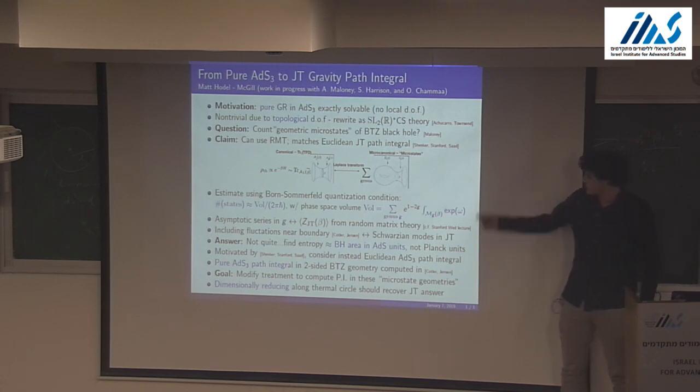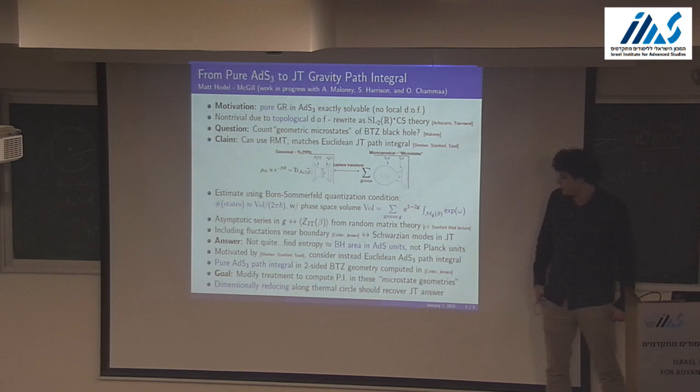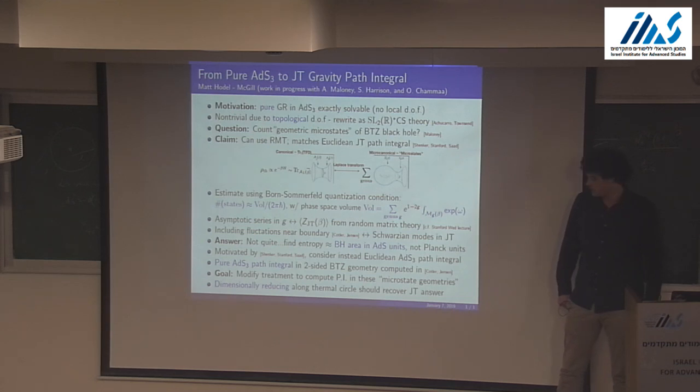Okay, so coming back to this question of can we account for the Bekenstein-Hawking entropy using these microstate geometries, the answer is not quite. In fact, not at all. We find an entropy that is, in fact, proportional to the Bekenstein-Hawking, the black hole area, but it's measured in AdS units, not Planck units, so that's pretty far off.